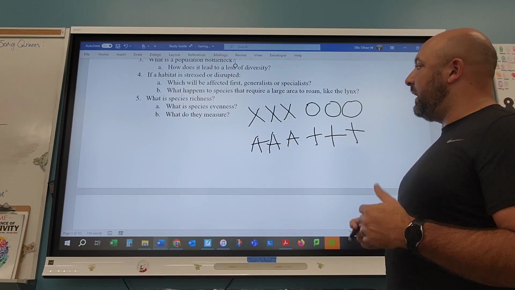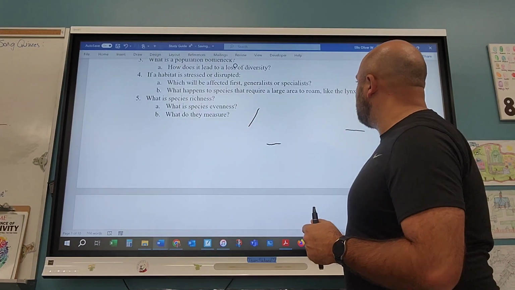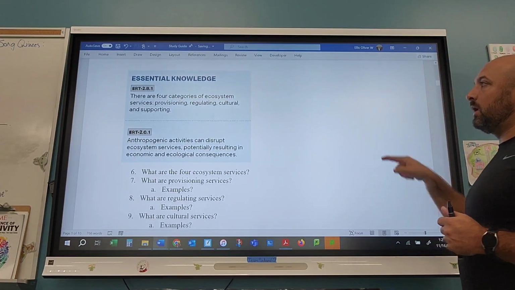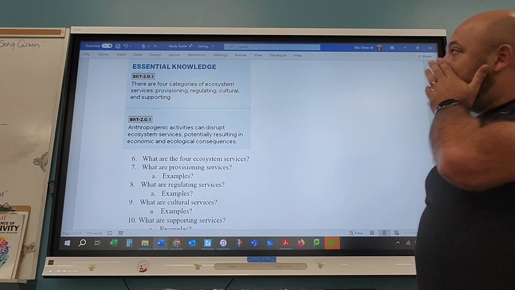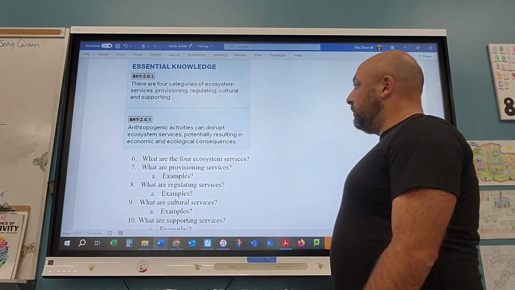And they basically measure biodiversity in the area. We want to have as many species as possible, and we want their numbers to be relatively even to guarantee its biodiversity. Okay, talking about provisioning, regulating, cultural and supporting services. These are a big deal.